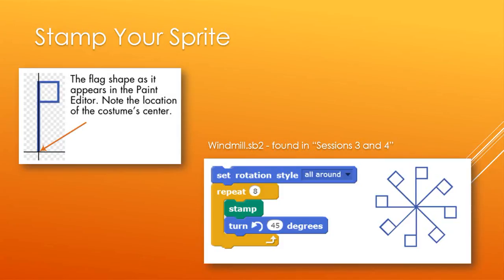Now, two things. Remember, we don't have the block at the top with the green flag in it, so that means you have to click on your script to get it to run. And what happens if you change the option in the first block, set rotation style, from all around to something else? Try changing that and see what happens. Nothing. Depending on which option you chose, it'll either not do anything or it'll just flip.